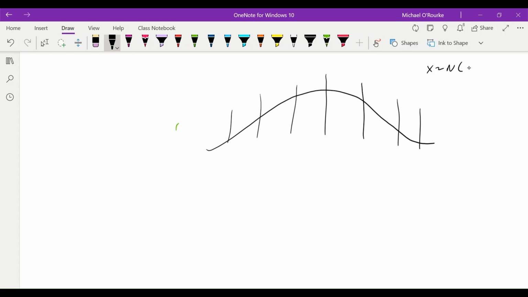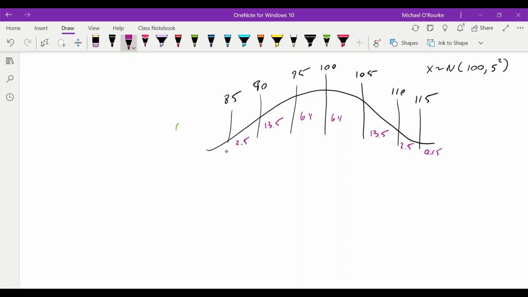X to the n bracket, let's go 100, comma, 5 squared. So that would mean 100 here, 105, 110, 115, 95, 90, and 85. Okay? And then we also knew the percentages: 64, 64, 13.5, 2.5, 0.15, 13.5, 2.5, and 0.15. So we knew those percentages.